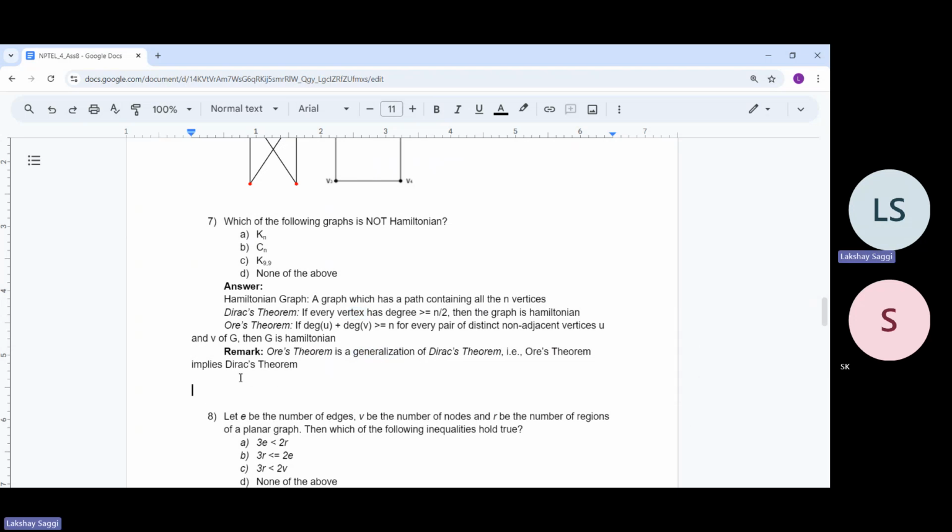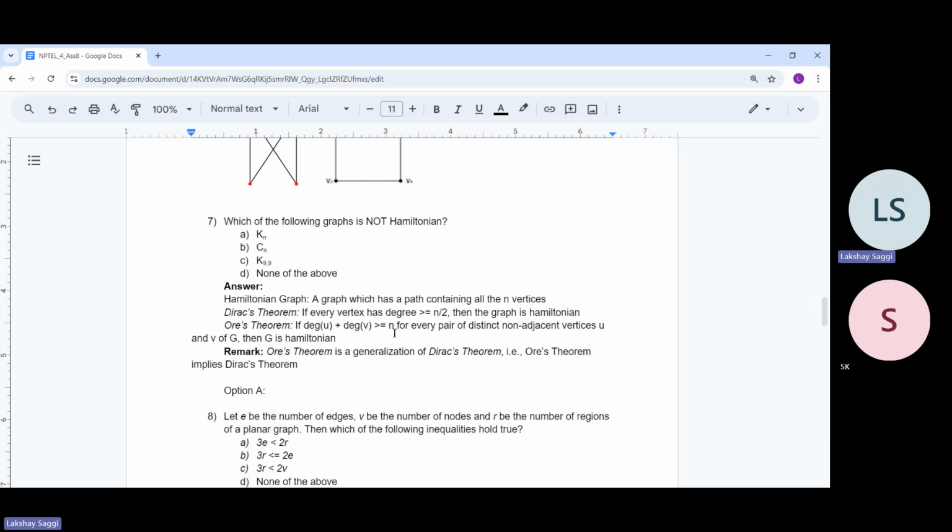So this is just a remark, not relevant to the question anyways. But yeah, now let's go through these option by option. We have to answer which of the following graphs are not Hamiltonian. So option A is the graph Kn.